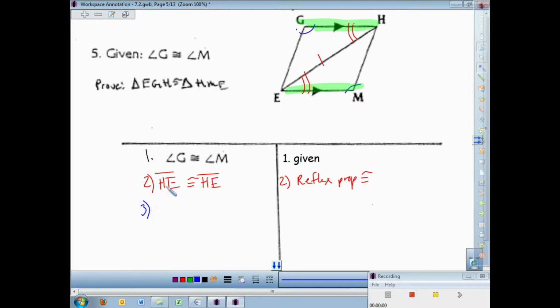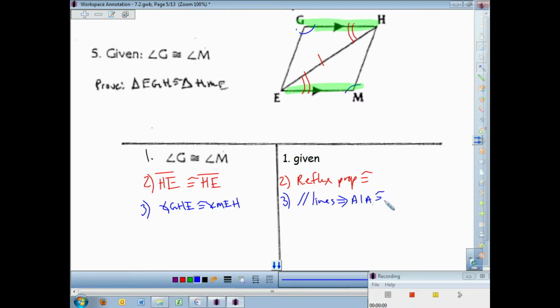So step 3, got to call this by 3 letters. Angle GHE is congruent to angle MEH. Reason, what did we have? Well, we had parallel lines. That's what they gave me. And that implies that these alternate interior angles are congruent to each other.